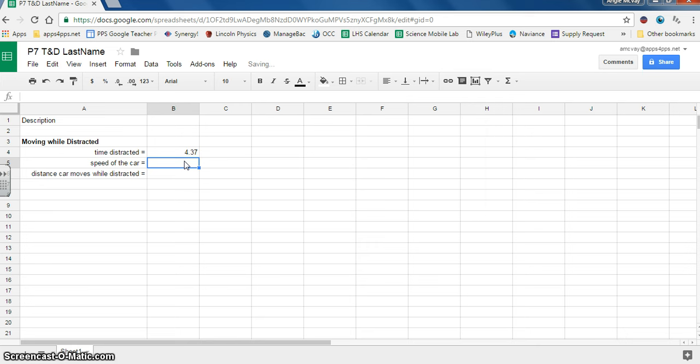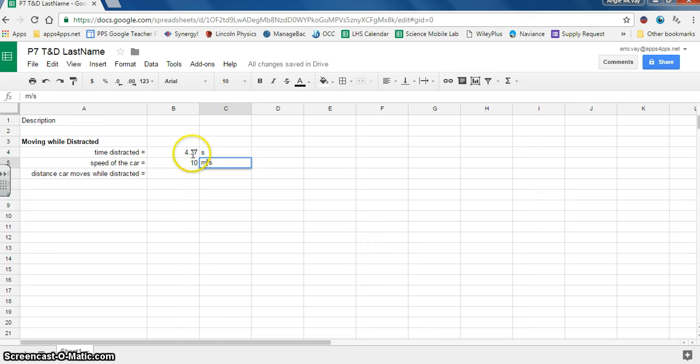Our initial speed of the car was 10 meters per second. Okay, and all of those things require units. We only want numbers in the cells that we put in that we're going to use for calculations, and so we put our units in cell C. So 4.37, and I'll put an S for seconds, and then speed of car is 10, and meters divided by seconds.